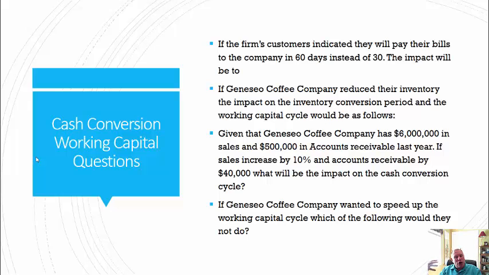If Geneseo Coffee Company reduced their inventory, what would the impact be on the inventory conversion period and the working capital cycle? Given that they have $6 million in sales and $500 in accounts receivable, sales increased by 10%, and accounts receivable by 40, what will be the impact? If Geneseo Coffee Company wanted to speed up the working capital cycle, which of the following would they not do?